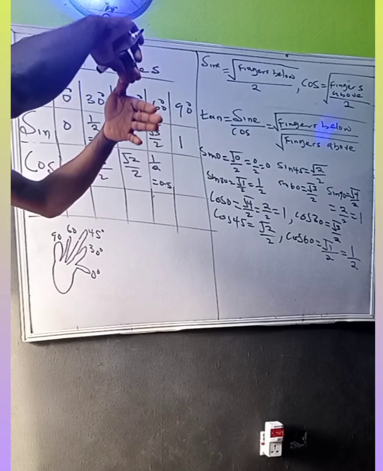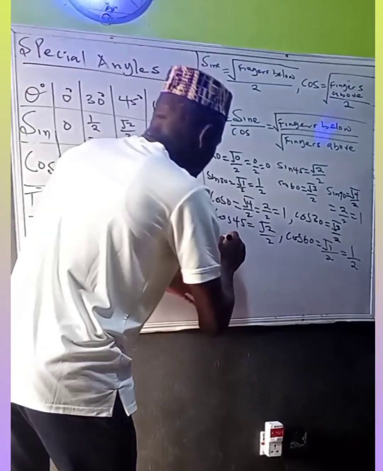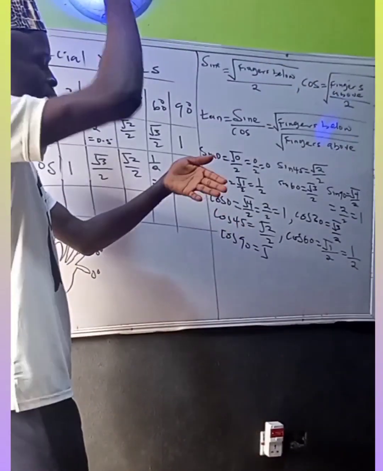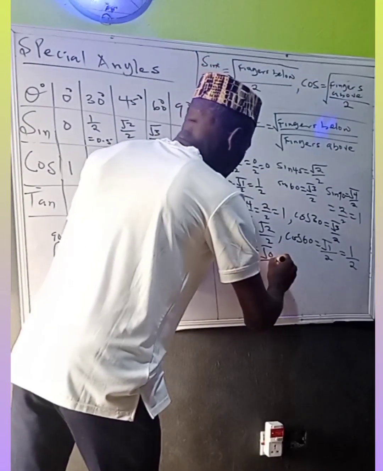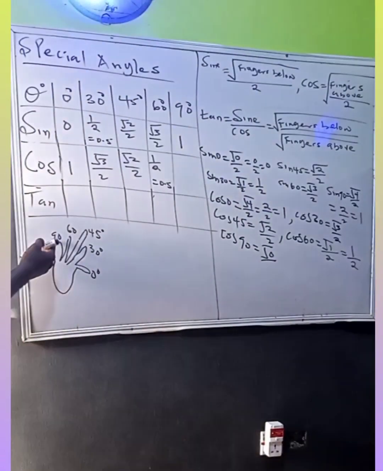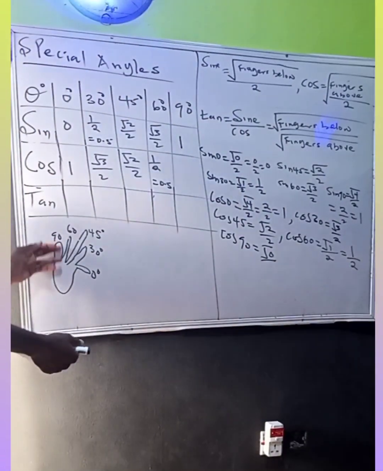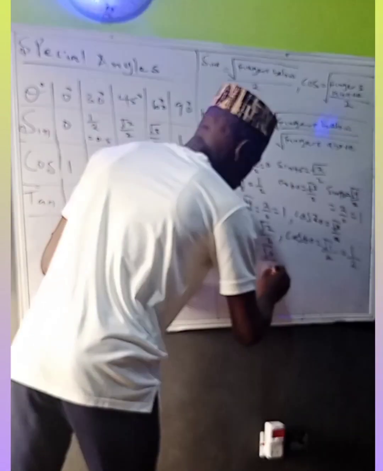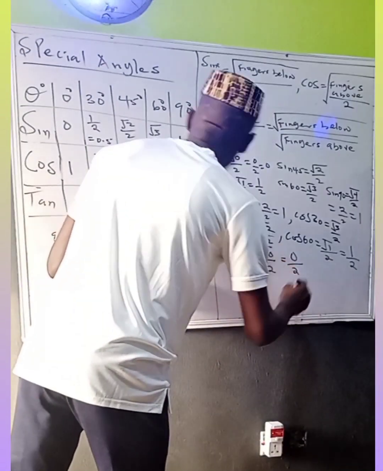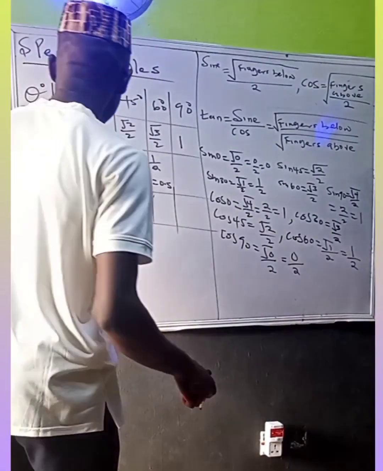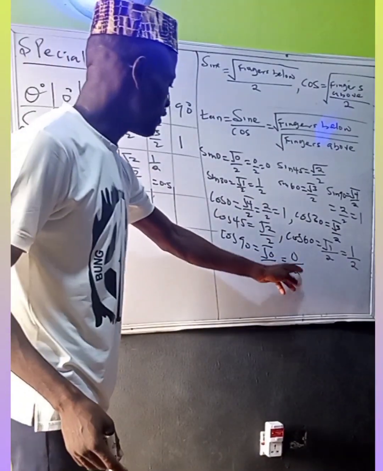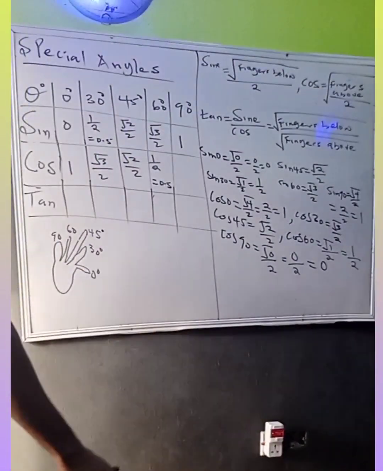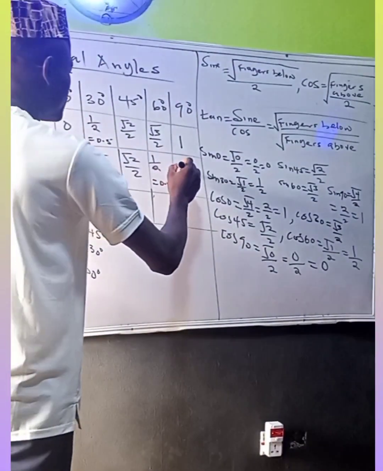Then cos 90. This is 90 now. Cos 90 becomes square root of, how many fingers do we have above 90? There's no finger we have after that angle 90. So we are going to have 0 divided by 2, and 0 divided by any number is 0. So what we are going to have here is 0.